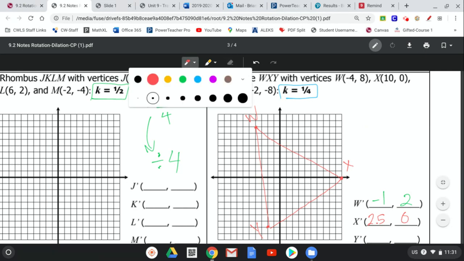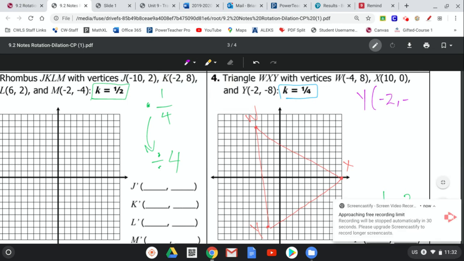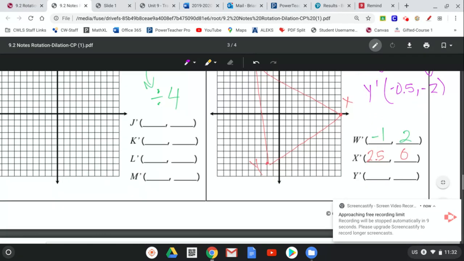And then our last one is going to be Y. For Y, we're at (-2, -8). We are going to divide by 4 for Y prime. -2 divided by 4 is going to give us -0.5, and -8 divided by 4 is going to give us -2. So -0.5 and -2. I'm going to graph these coordinates and show you what it looks like in the next video, guys.